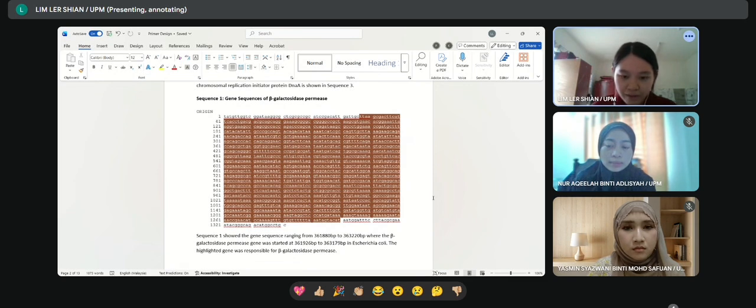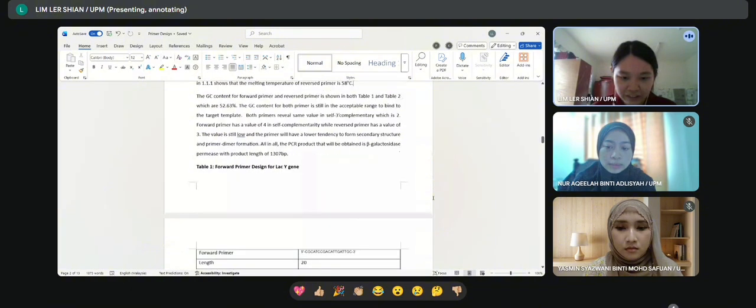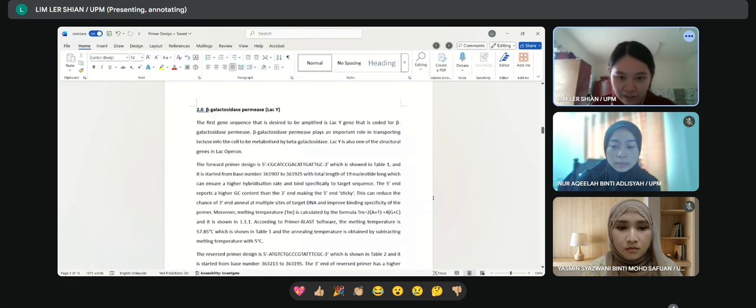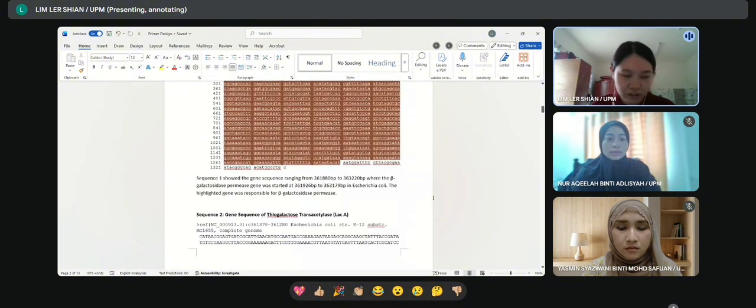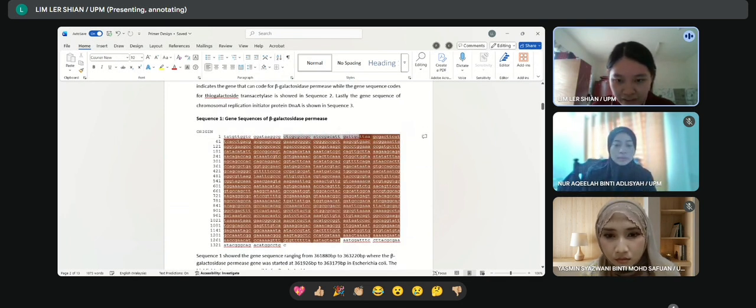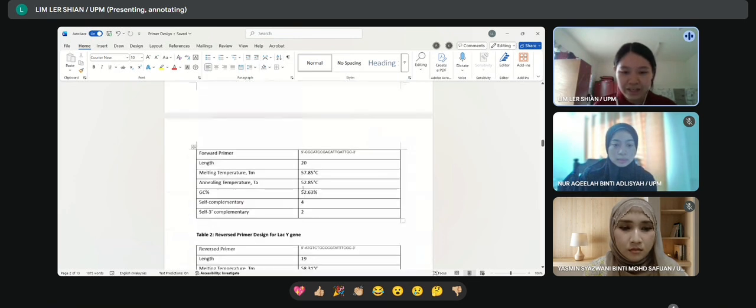So first, the forward primer that I have designed is this one, 5 prime CGCATCCGACATTTGC, and this primer can be found in my sequence over here, from this CGC onward until just before the highlighted T here. So it is a length of 19. The primer length is 19 base pair.